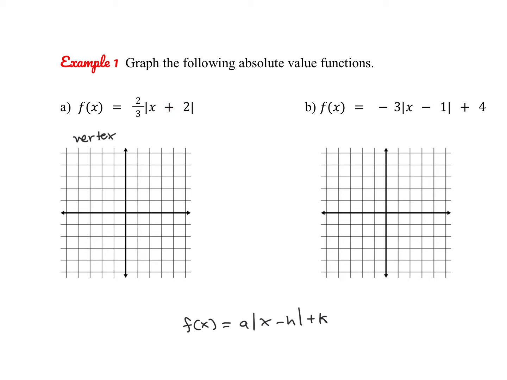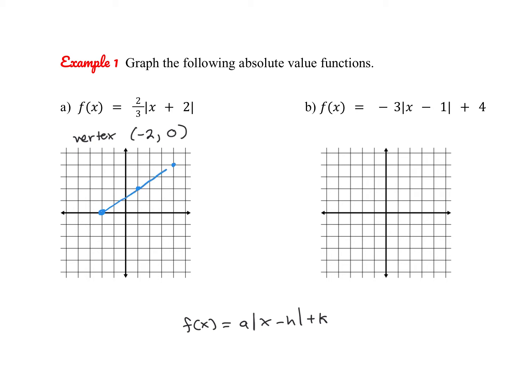So this is plus 2, so that means that your h value is negative 2. Remember, it's opposite. And since I don't see anything here where k would be, that means my k value is actually 0. So this graph has a vertex at negative 2, 0. And then you look at this number out front, it's positive 2/3. So that's going to be the slope going to the right. So from my vertex, I just go up 2 over 3.